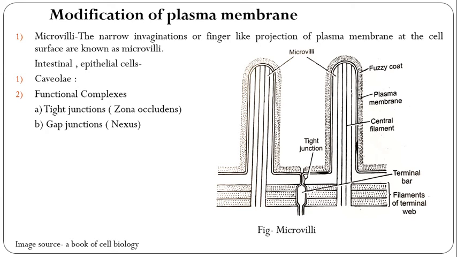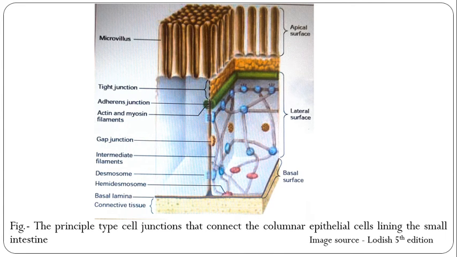See in the diagram, this is the tight junction. First of all, we see the principal types of cell junctions that connect the columnar epithelial cells lining the small intestine. First, in brown color is the apical surface. This apical surface has microvilli. Then next, yellow in color, is the tight junction. Then next, see the vertical line, is the adherens junction.